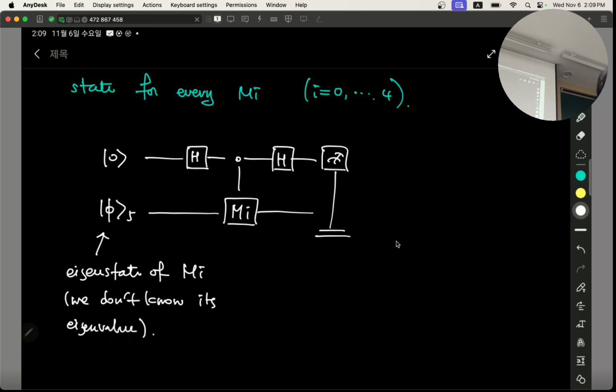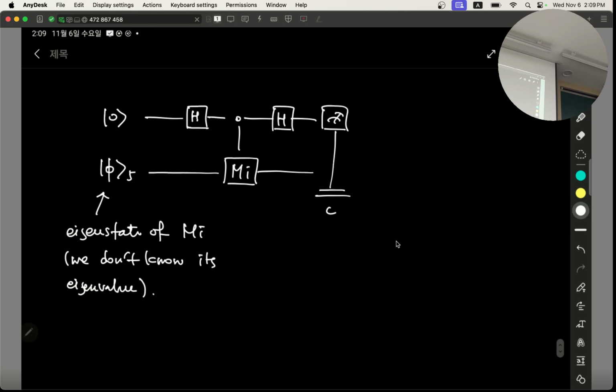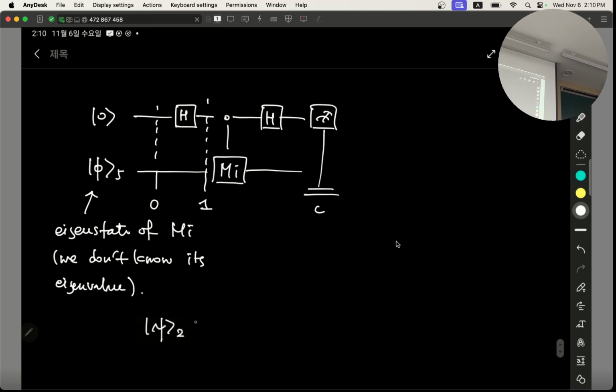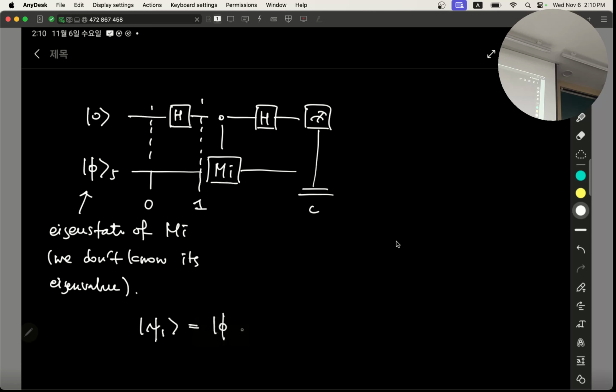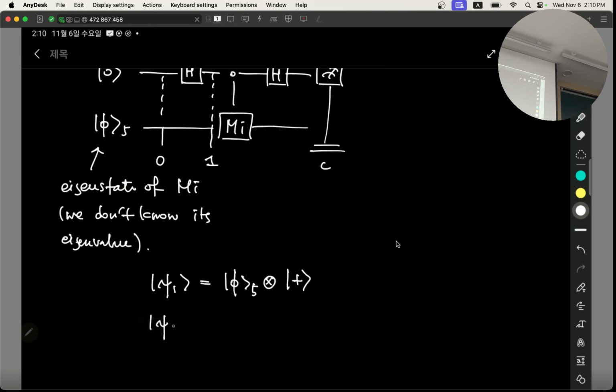So let's compute this step by step and then see what we get. Let's say our conclusion, the read-off of the measurement, is C. First, let's skip the 0 stage. At the first stage, let's say phi1 here is psi5 tensor plus state. Right? And what is phi2? After this stage, I apply controlled mi.